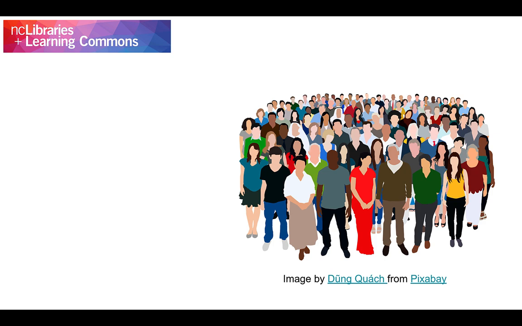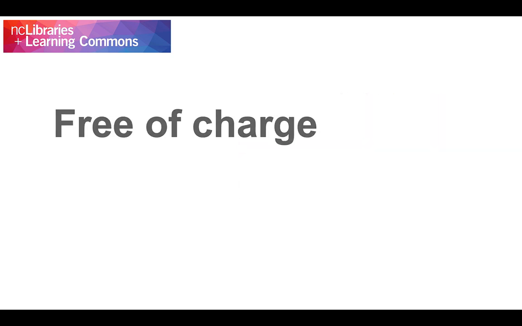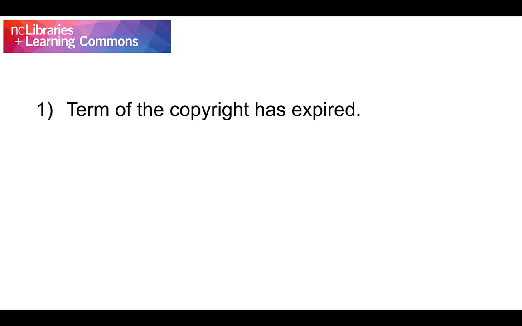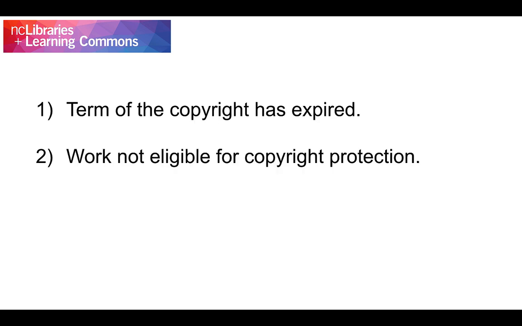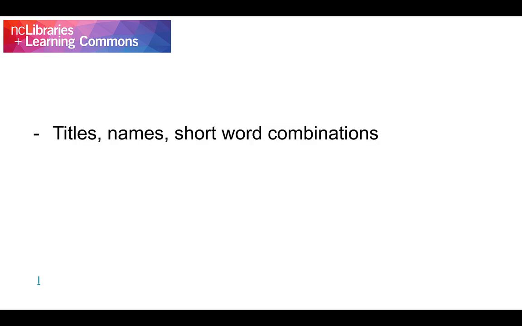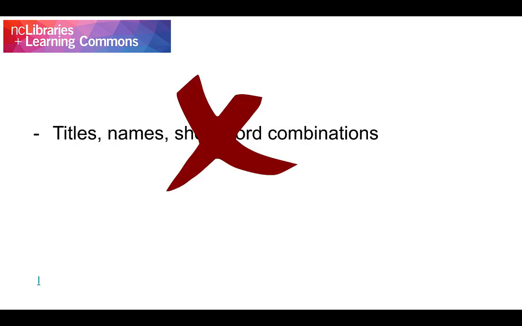Public domain refers to works that belong to the public. Works in the public domain can be used free of charge and do not require written permission from the author or creator. There are various reasons why a work may be considered in the public domain, such as the term of the copyright has expired, the work was not eligible for copyright protection in the first place, or the copyright owner has authorized the public to use the work without permission or payment, but it usually falls under one of these categories. Items such as titles, names, and short word combinations are not protected by copyright.